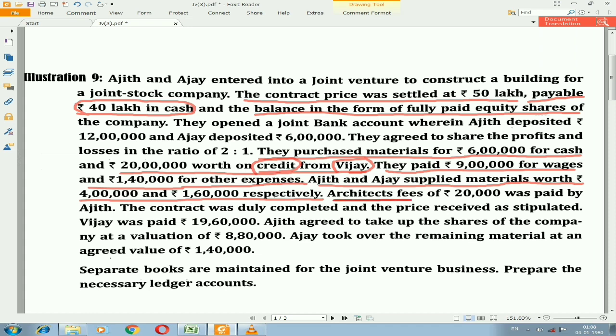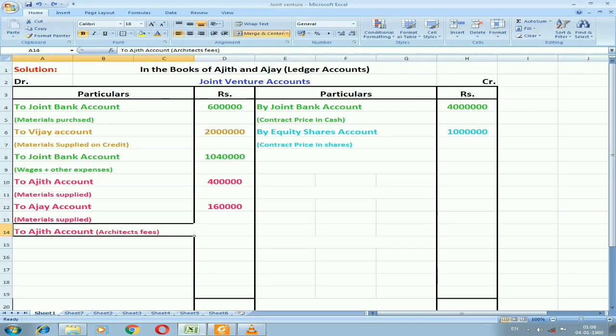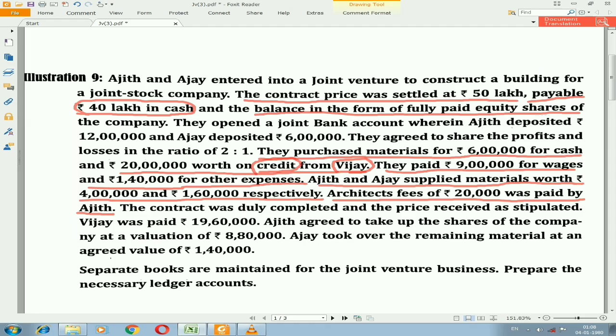Then we have architect fees of rupees 20,000 was paid by Ajit. So this is the amount which is paid by Ajit individually. So that's supposed to be recorded in the name of Ajit account, that is architect fees, with the amount of 20,000.